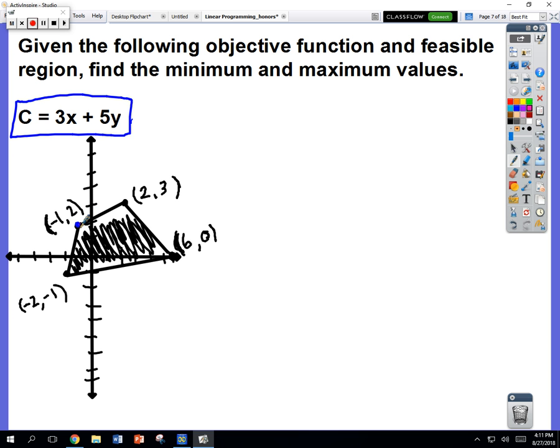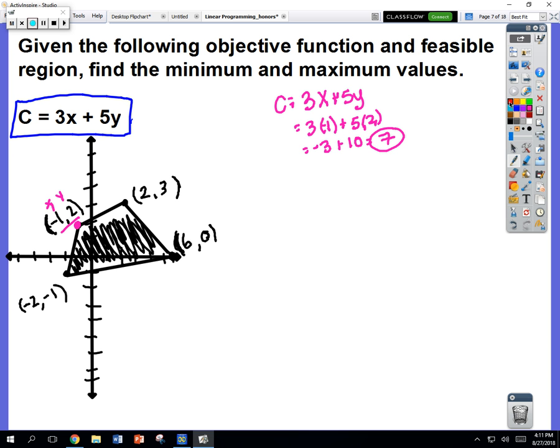So let's check first (-1, 2). I'm going to check that one. So this is x, and this is y, and my first constraint is 3x + 5y. This is what I'm using. So I've got 3 times x, which is -1, plus 5 times y, which is 2. Well, this is -3 + 10, which is equal to 7. So I get 7 for my first vertex.